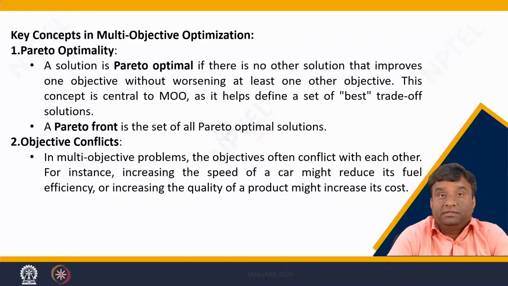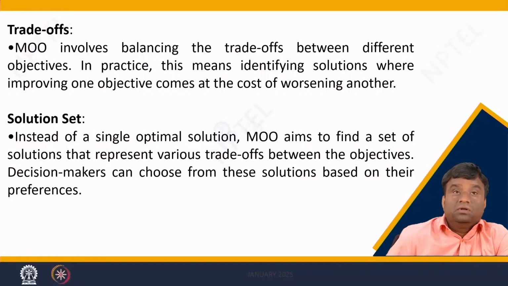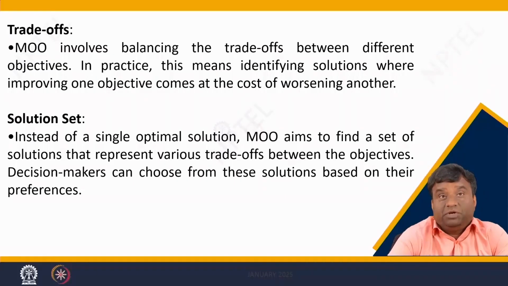Objective conflicts. In multi-objective problems, the objectives often conflict with each other. For instance, increasing the speed of a car might reduce its fuel efficiency, or increasing the quality of a product might increase the cost. Trade-off. Multi-objective optimization involves balancing the trade-off between different objectives. In practice, this means identifying solutions where improving one objective comes at the cost of worsening another.